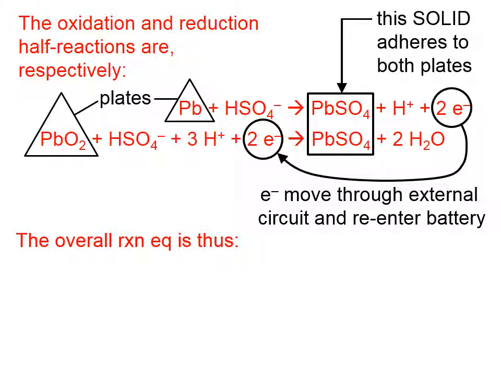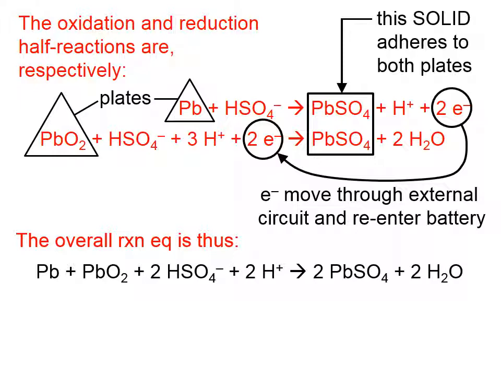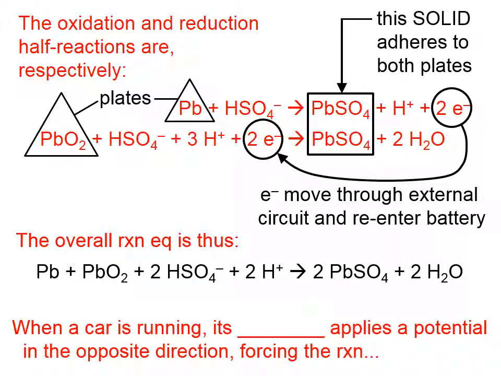If we add these two reactions together, you can see that the electrons will cancel on each side. We have 3 hydrogen ions on the reactant side and 1 on the product side. So when we add these, we've got lead 4 oxide, we have 2 bisulfate ions, we have a net of 2 hydrogen ions on the reactant side, and then on the product side we have 2 lead 2 sulfates and 2 waters.